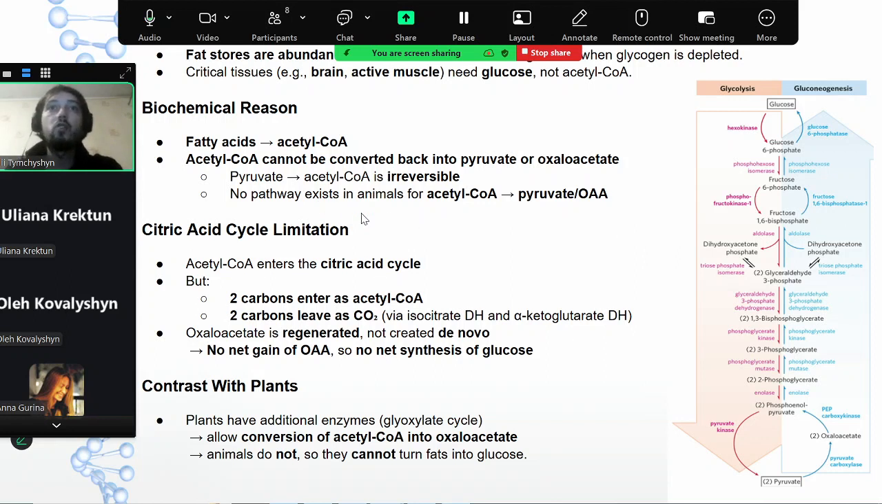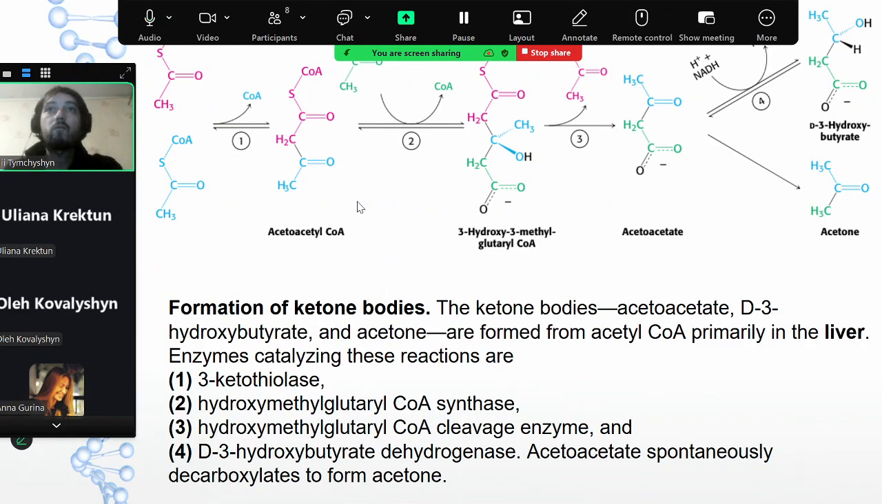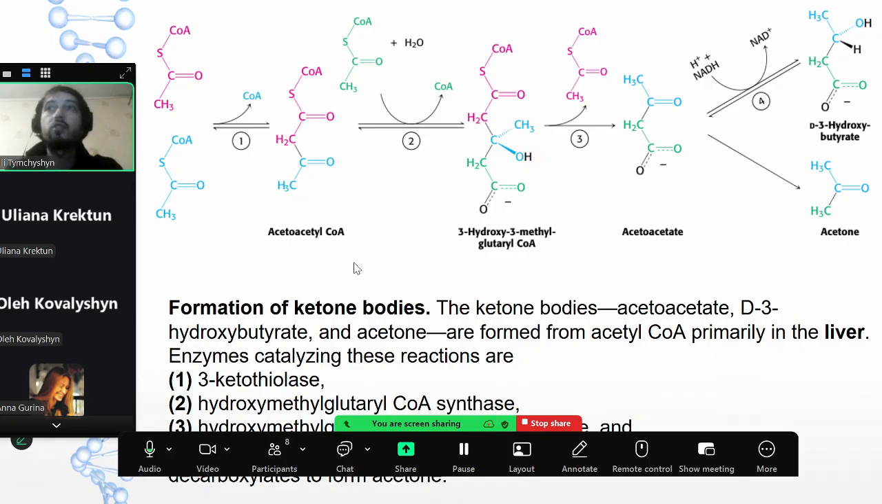So no pathway exists in animals from acetyl-CoA into the pyruvate or whatever. And the problem is that fatty acids are giving you exactly acetyl-CoA. So there should be some other way to do something. And here is that other way.